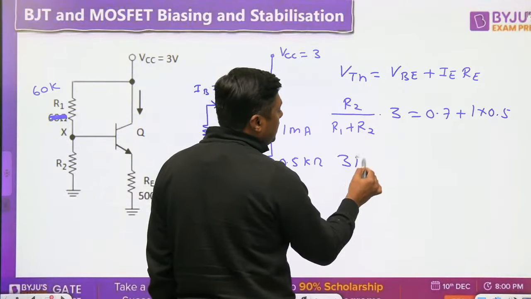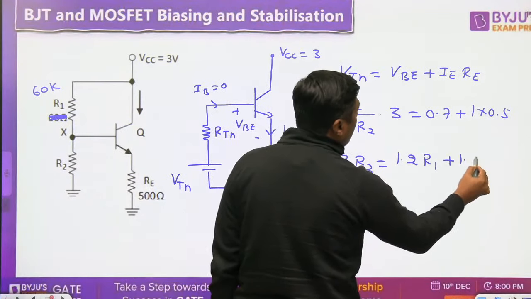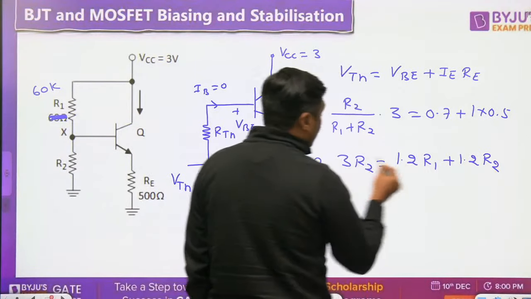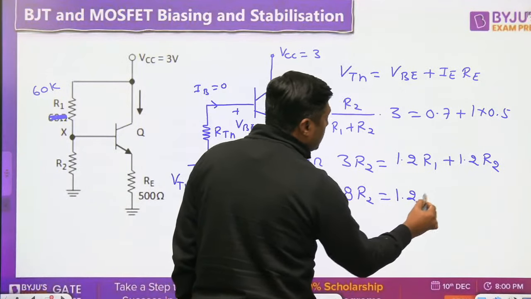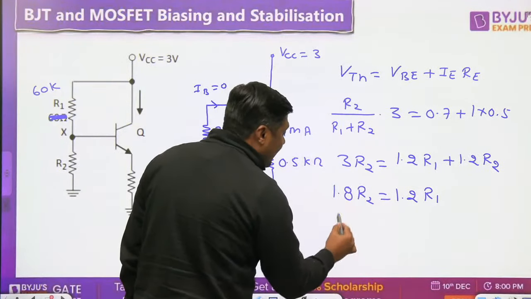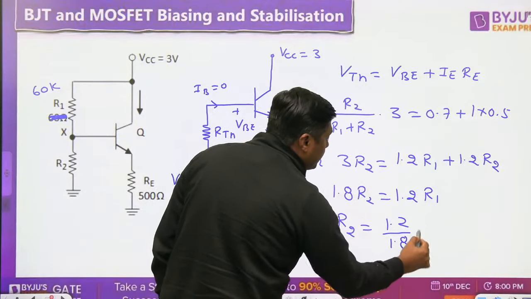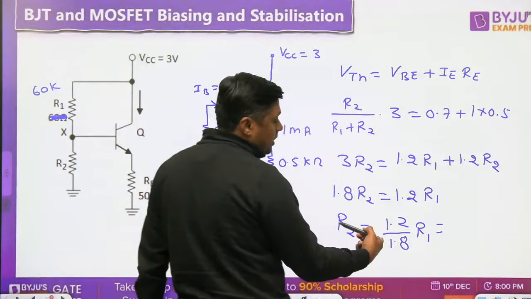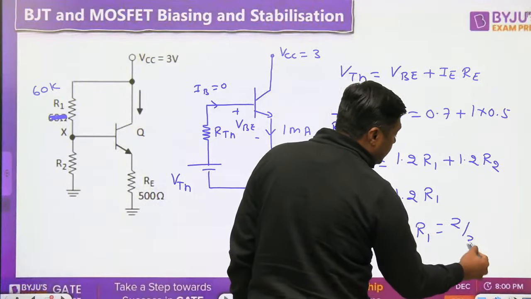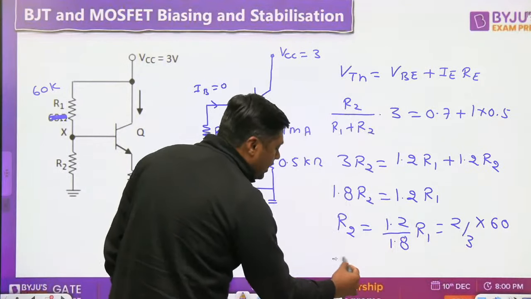It will become 3R2 is equal to 1.2 R1 plus 1.2 R2. And that will become 1.8 R2 is equal to 1.2 times R1. So what is the value of R2? 1.2 divided by 1.8 times R1. That is nothing but, this is divisible by 6, 2 by 3 times R1. What is R1? 60. Directly you will get 40 kilo ohm.